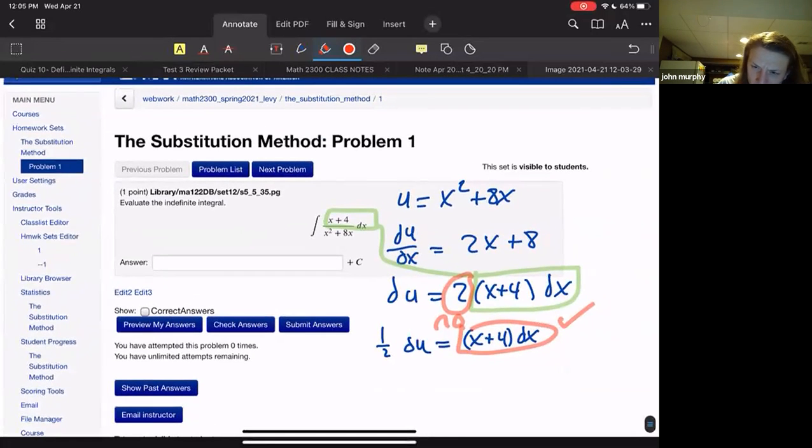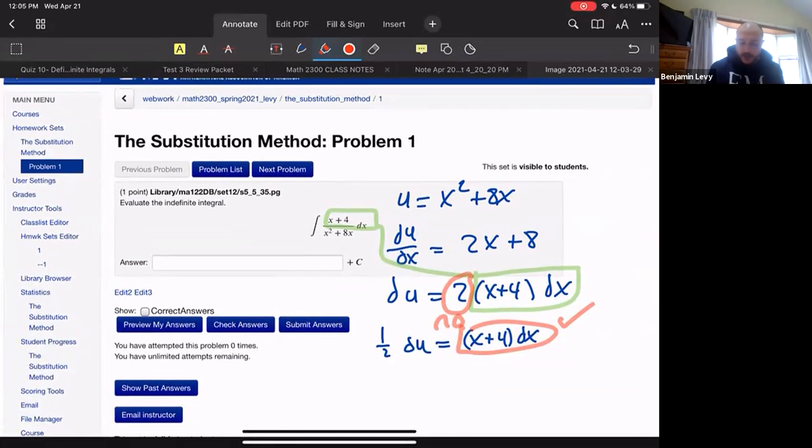So what happened with the 2 there? Do you see how the x plus 4 dx is in the problem? Yep. The 2 is not. And so we can't leave it on the right-hand side and make a substitution with du, because there's nothing to replace the 2. Instead, we're going to take the constant and bring it with us when we make the substitution.